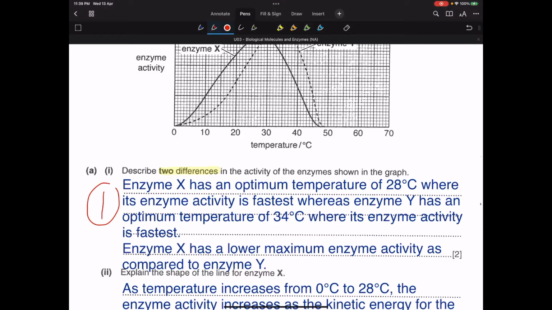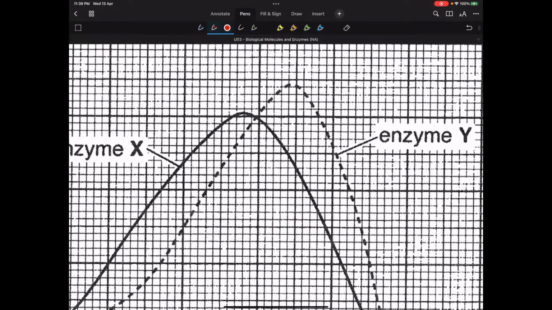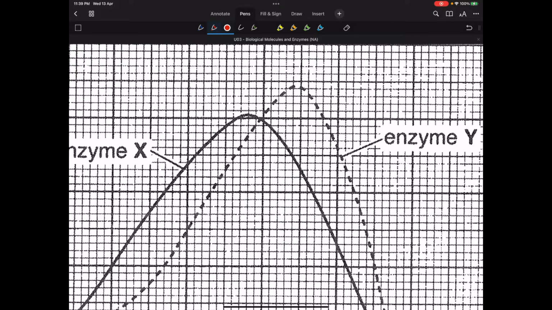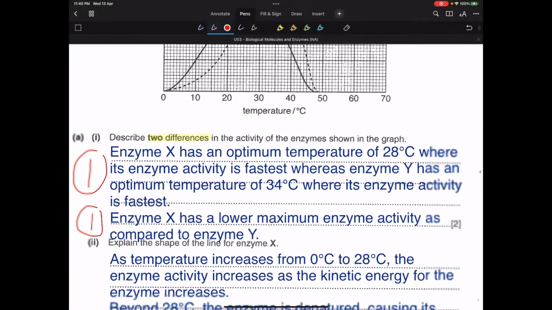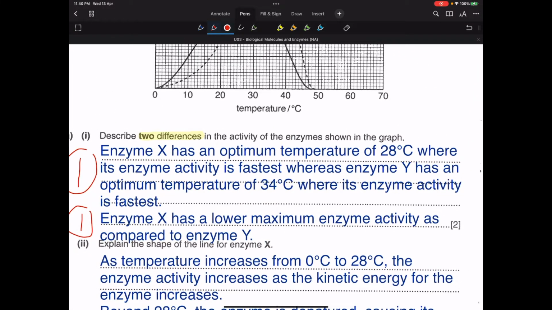Subsequently, the second marking point, which is below, is that enzyme X has a lower maximum enzyme activity as compared to enzyme Y. You can see that the peak of enzyme X is only here, it's lower, and enzyme Y has a higher peak over here. All right, I'm going to move it back over here so that you can pause the video if you need to take down the answers to this question.